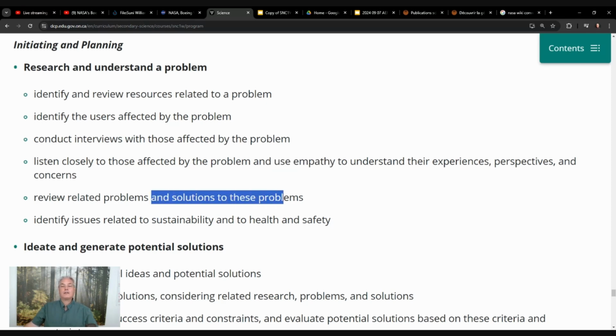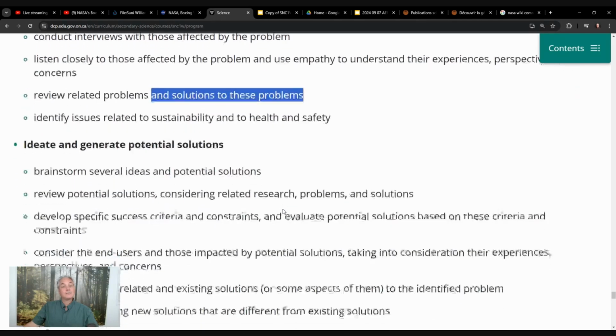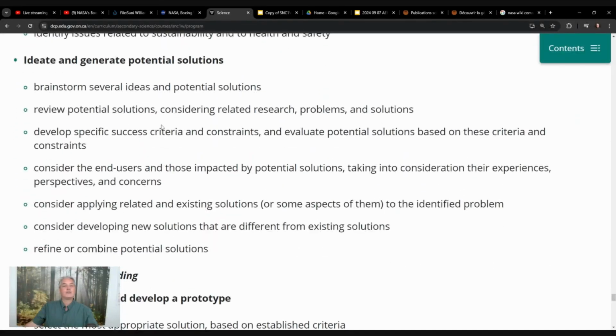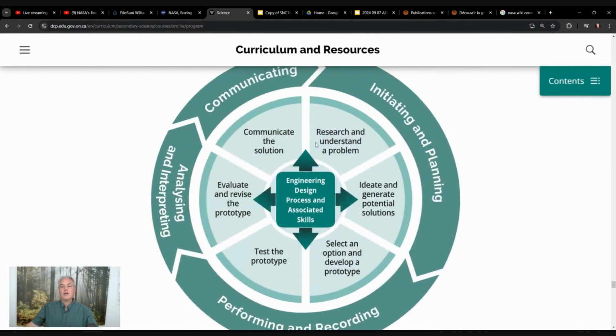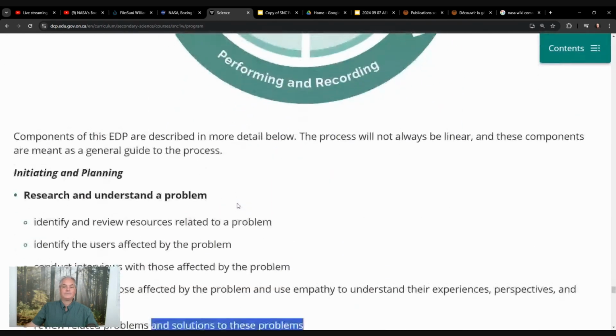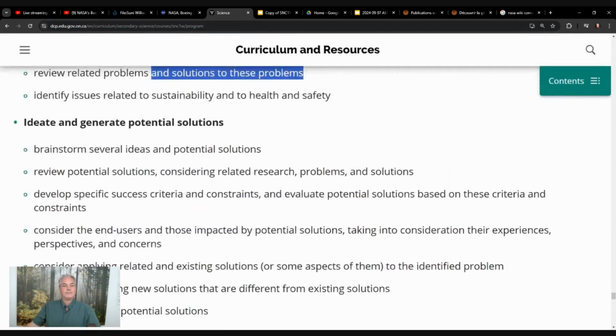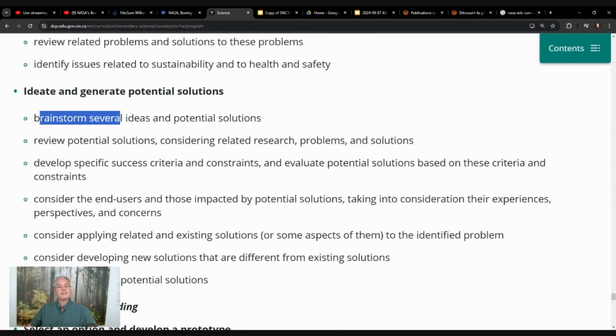Then what it is, you outline or you brainstorm some solutions, and then from there, when you have several solutions, you go to the next part, which is to ideate in general and generate potential solutions. So if you look at the problem here, we research a project, and then here we need to do the brainstorming. So let's see, what do we have here?